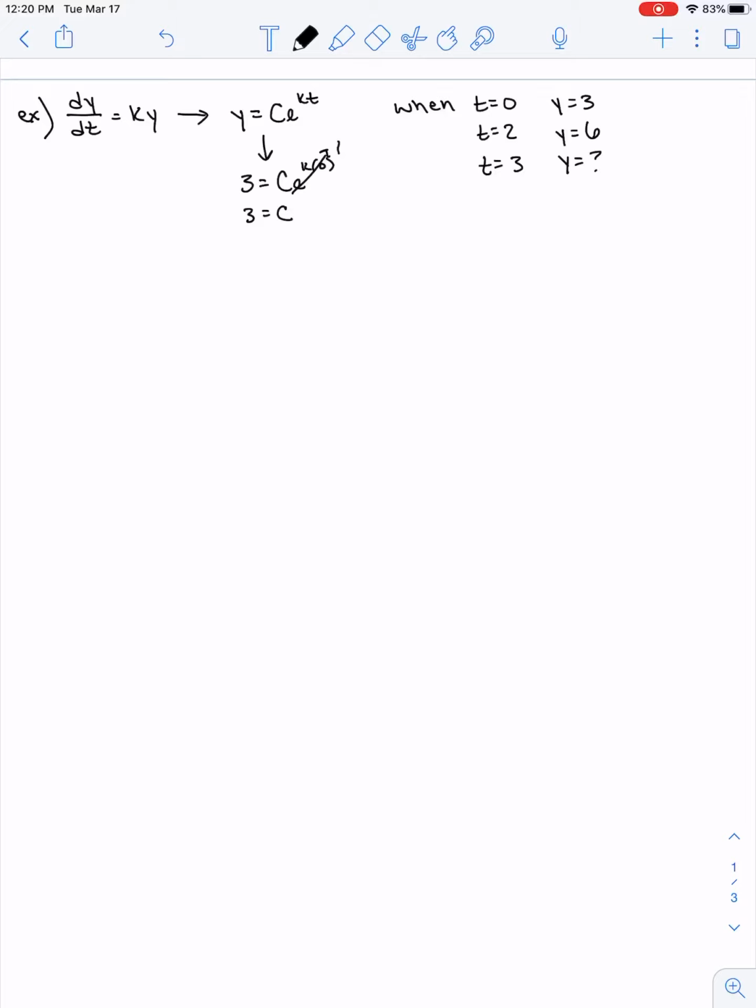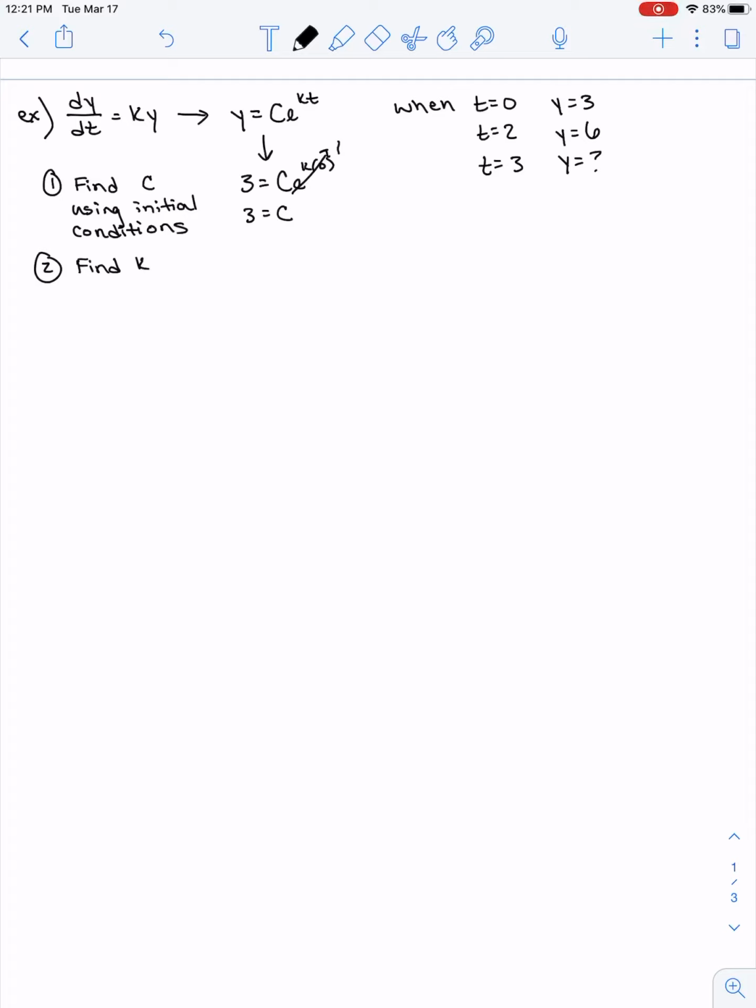So now, the only thing that we're missing in our function is our proportionality constant. So I guess step 1, find c using initial conditions. And that's what we just did. Step 2, we need to find our other variable that we don't know, which is k. Find k, our proportionality constant.